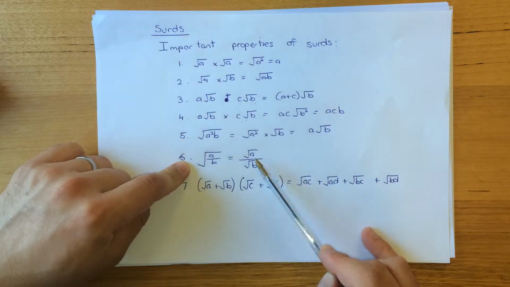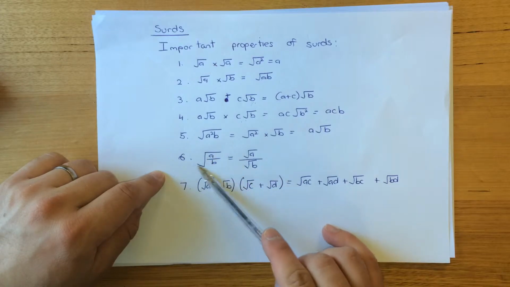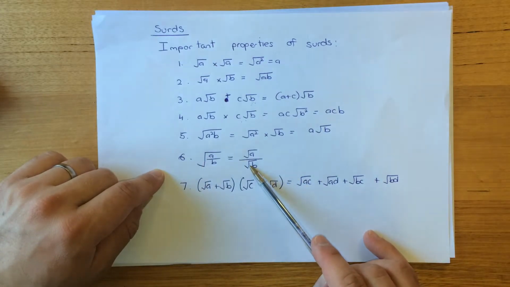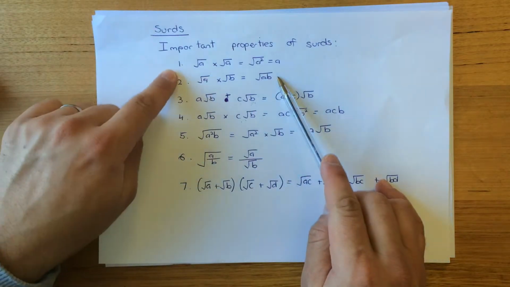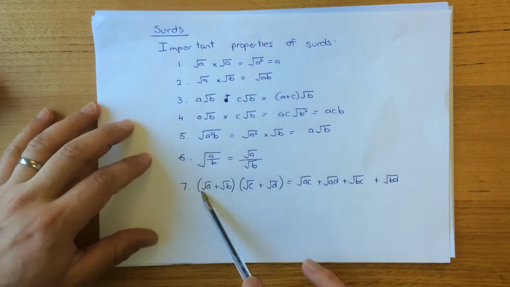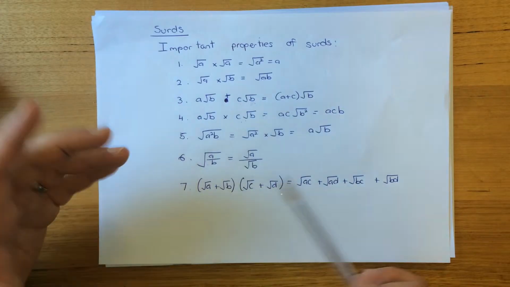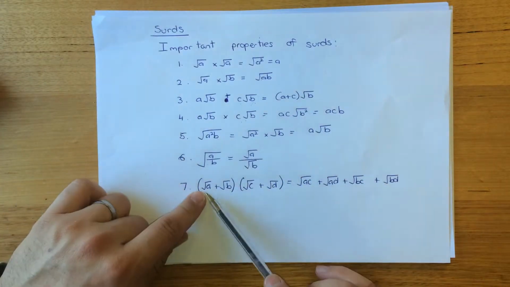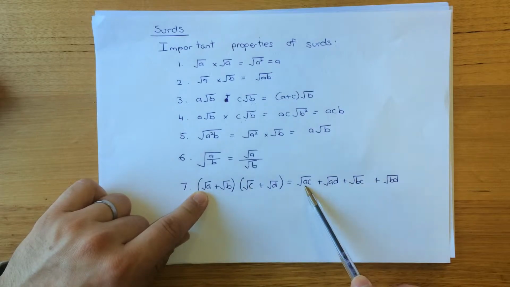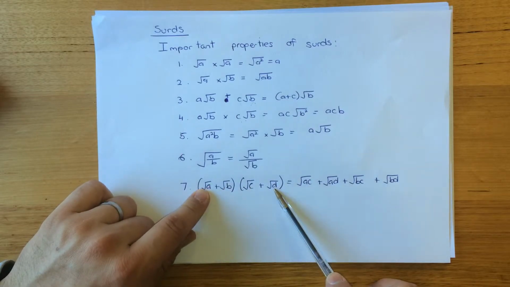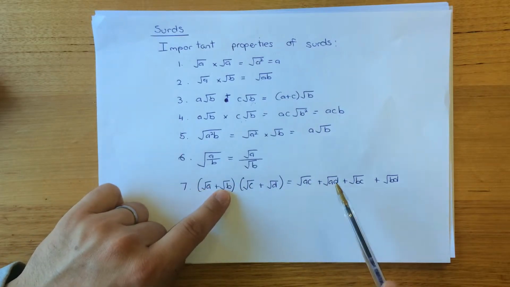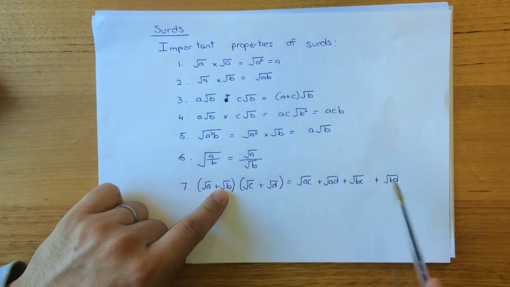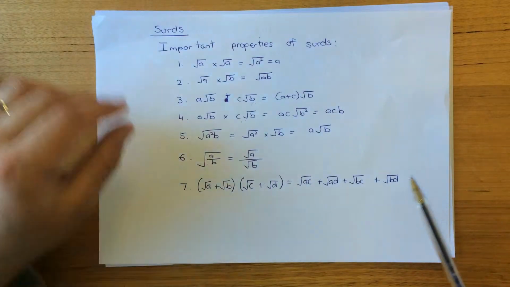For division, it also works. If you have a rational function under one square root, you can separate it and separate the square root signs. So that's the same as with times, number 2 and number 6. And if we have a binomial expansion, it's the same method, just be careful with your multiplying. So square root of a times square root of c, square root of a times square root of d, square root of b times square root of c, and square root of b times square root of d. And then you simplify.